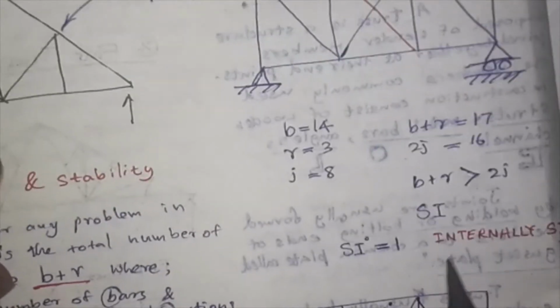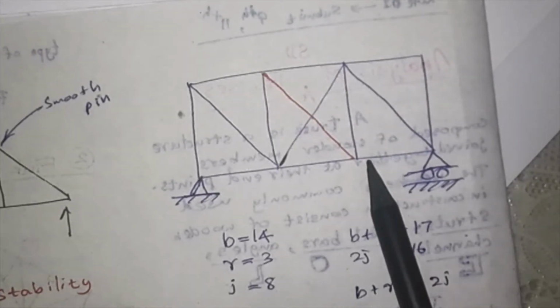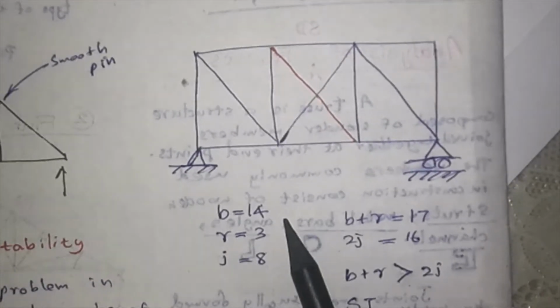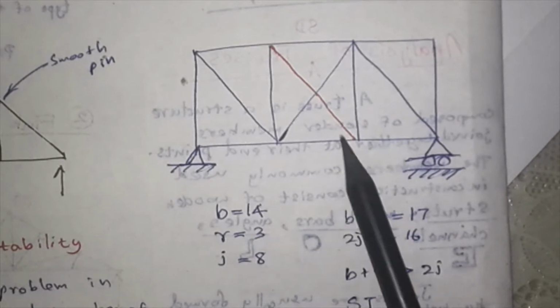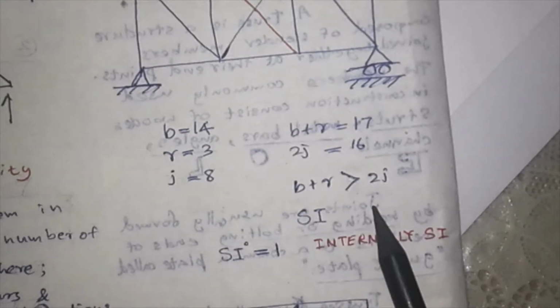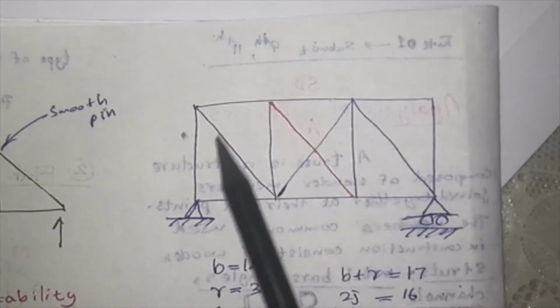So what will happen if I put another member like this into the same structure? Let's see. The number of bars is now 14. Reactions is still 3. J, the number of joints, is 8. So B plus R is 17. 2J is 16. So B plus R is more than 2J. That means it is statically indeterminate. So you cannot solve this problem.